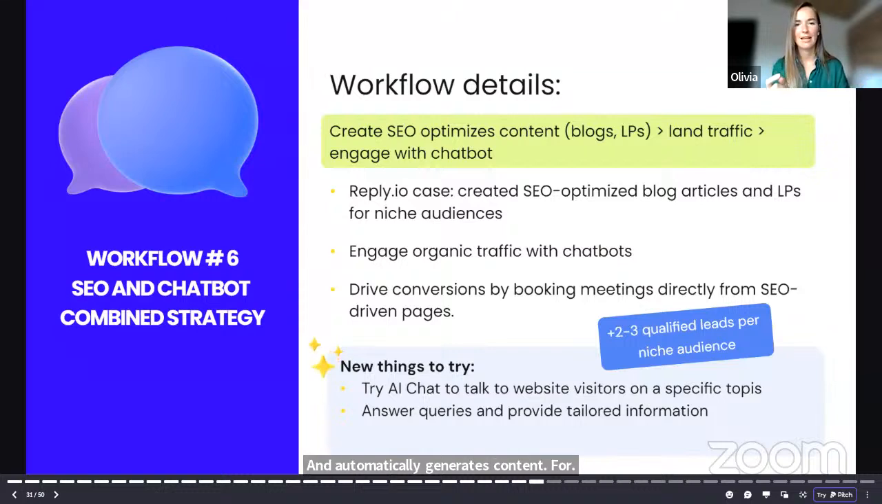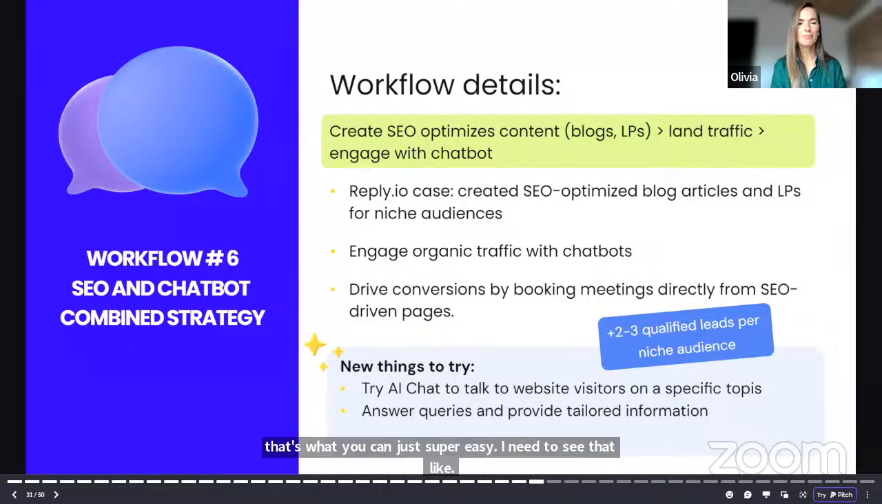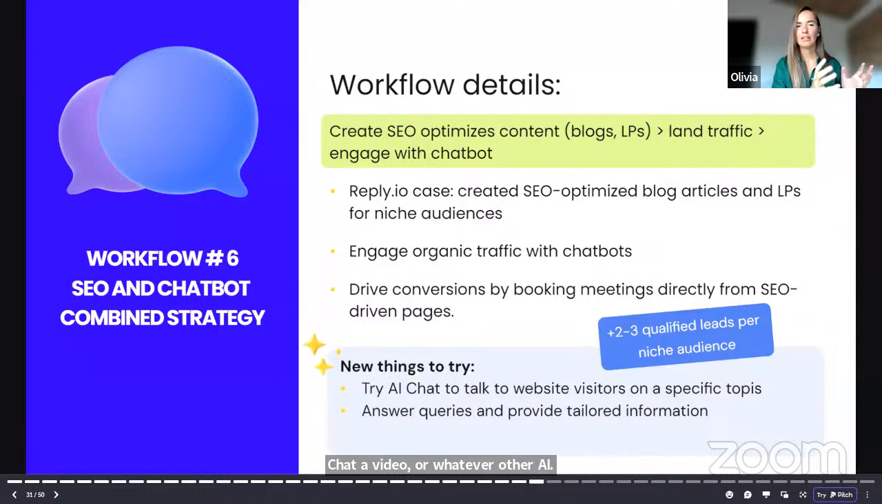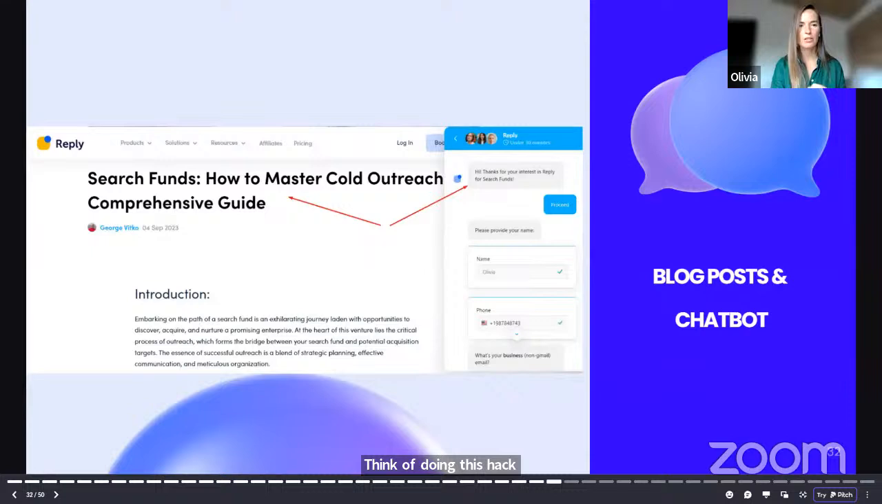Just think about it. With this initiative, we have 2-3 qualified leads per niche audience per month, but we have 30 of them. And that's what you can do super easy. I need to say that ChatGPT or whatever other AI platform you're using, think of doing this hack, and that definitely works out. In our case, chatbots allow us to route the leads directly, because chatbots do qualification really in a good way, to qualify and route the lead to a specific manager who was dealing with these niche audiences.